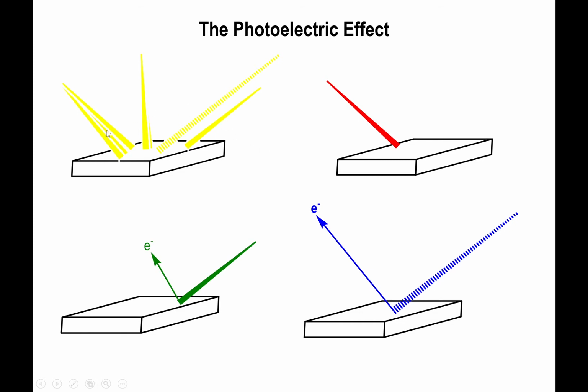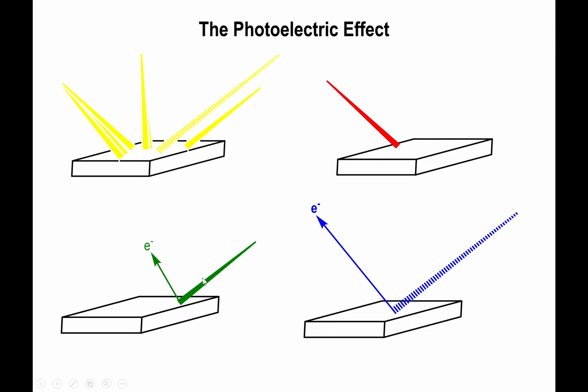You could actually use light of, let's say, low frequency or long wavelength, and it didn't matter how long you exposed the metal surface to that light or how high the intensity of that light was, no electrons will come out of it. And unless you hit a very specific value for the frequency or even higher than that specific value, that threshold value, no electrons will come out.